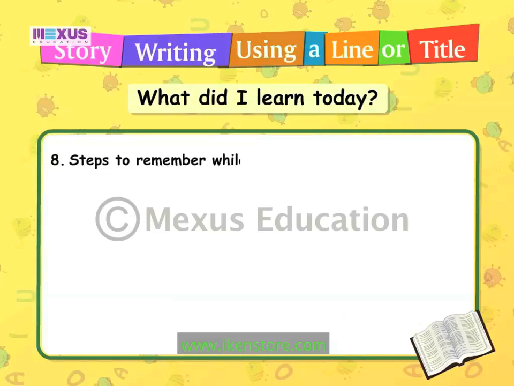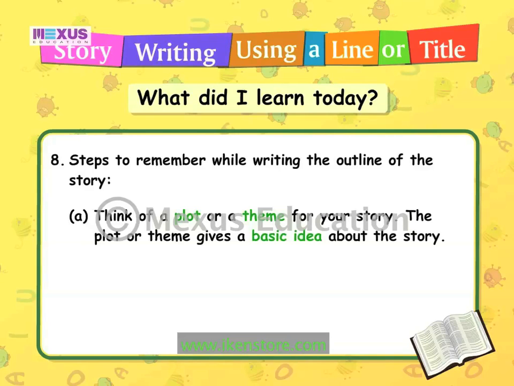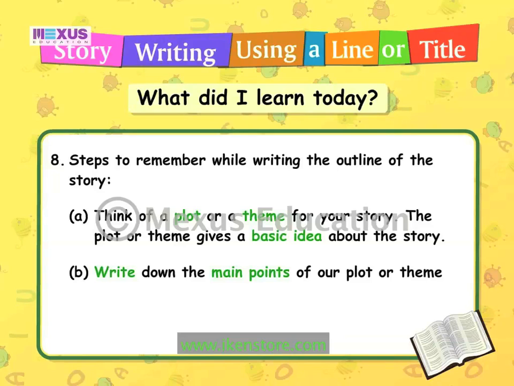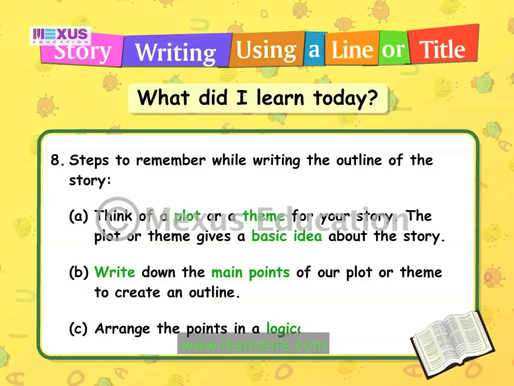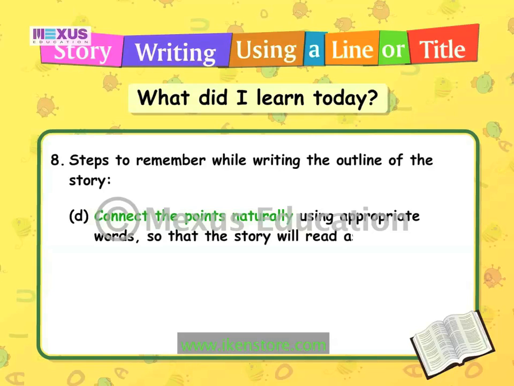Steps to remember while writing the outline of the story. Think of a plot or a theme for your story. The plot or theme gives a basic idea about the story. Write down the main points of a plot or theme to create an outline. Arrange the points in a logical order. Connect the points naturally using appropriate words so that the story will read as a well-written piece of composition.